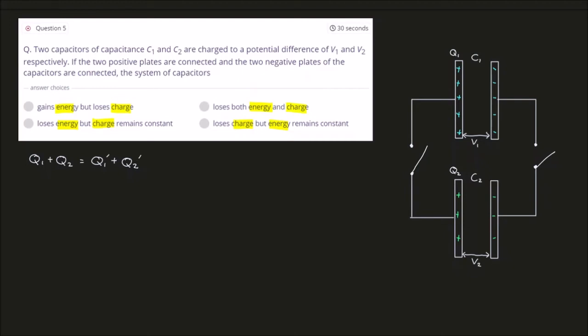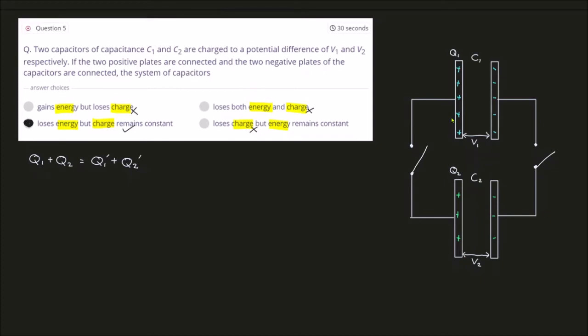Okay, so let's look at the options. This one, lose charges, wrong. Lose charges, wrong. Charge remains constant, correct. So I believe the answer will be this one.